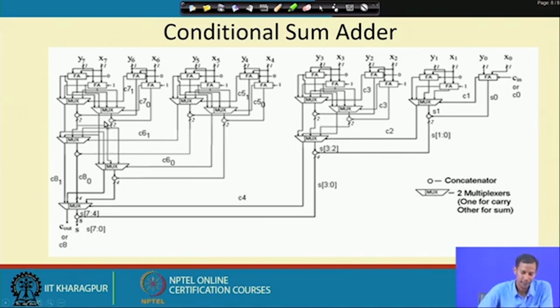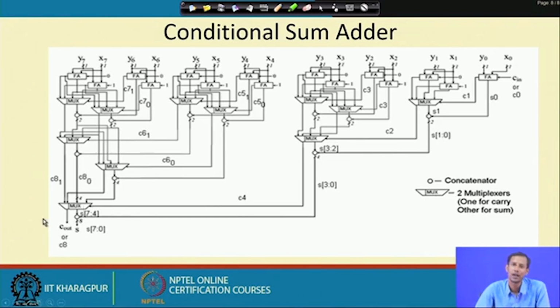So if you see these two particular cases, what is the level of multiplexers I need finally? The number of levels I need is log base 2 of n. So for an n bit conditional sum adder, how many multiplexer cells do I require?